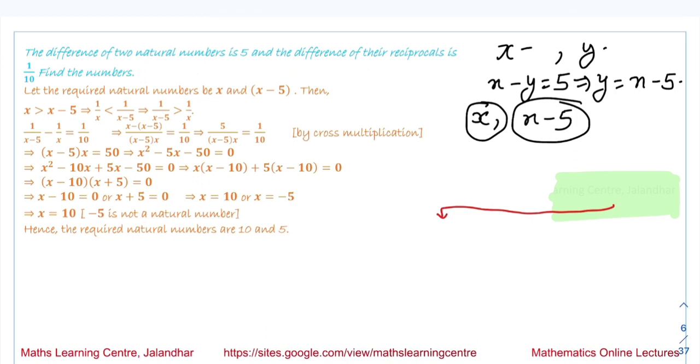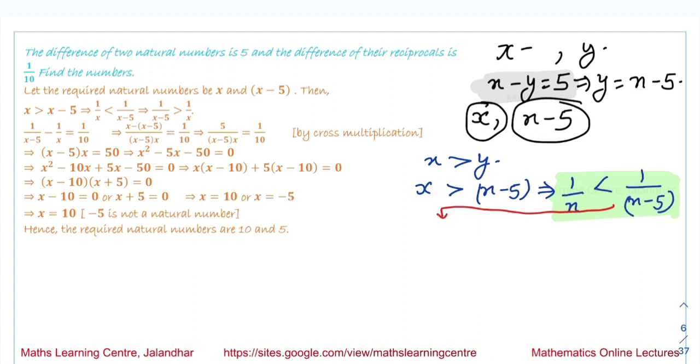Now suppose we are saying over here x minus y is 5. What this represents is that x is greater than y. It means x is greater than x minus 5. So if we take the reciprocal of these numbers, we get 1 by x is less than 1 over x minus 5. Now the difference of their reciprocals is 1 by 10. It means 1 over x minus 5 minus 1 by x is equal to 1 by 10.